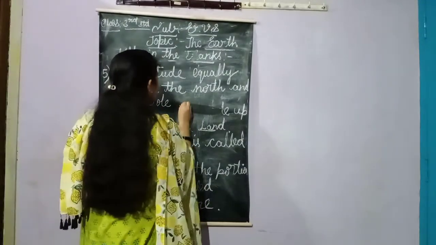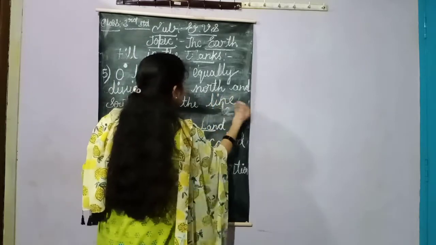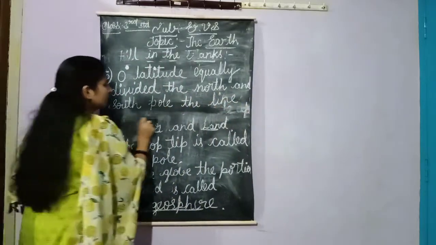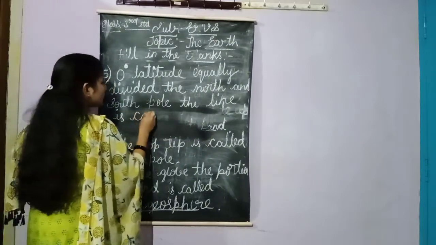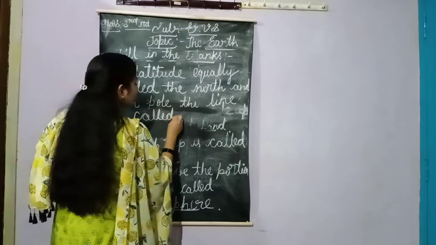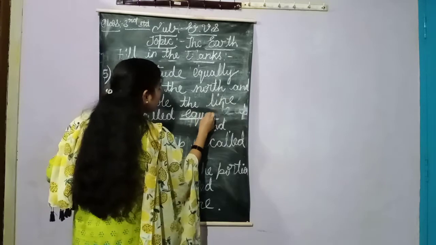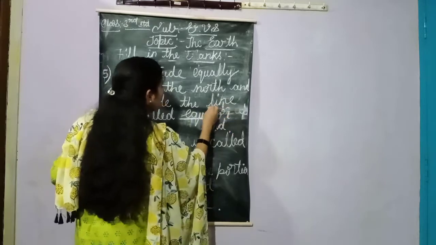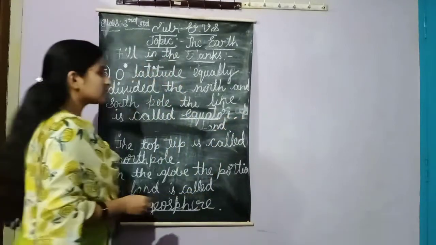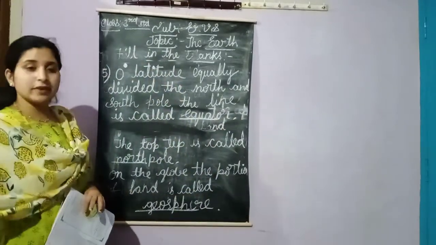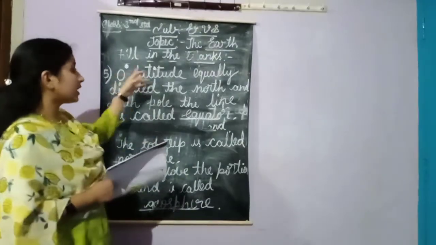The line is called equator, E-Q-U-A-T-O-R, equator. This line in 0 degree latitude equally divides the North and South Pole. That line is called equator in 0 degree latitude.